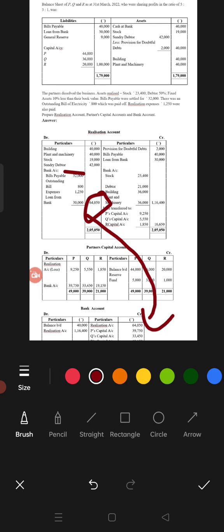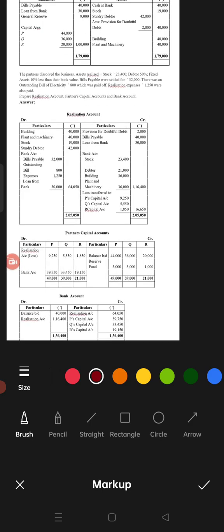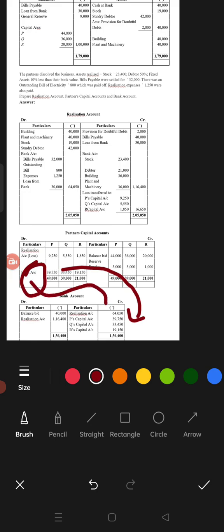Next come to the PCA account, copy this and paste it in the credit side. Whatever you get in the debit, you are going to record in the credit. Whatever you are getting in the credit side, you are going to record in the debit side, the opposite side. So these amounts will be recorded: 39750, 33450 and 19150. You are going to record them in the credit side, bank. Copy and paste it in the credit side. So you are preparing a bank account. All bank transactions should be recorded in the bank.